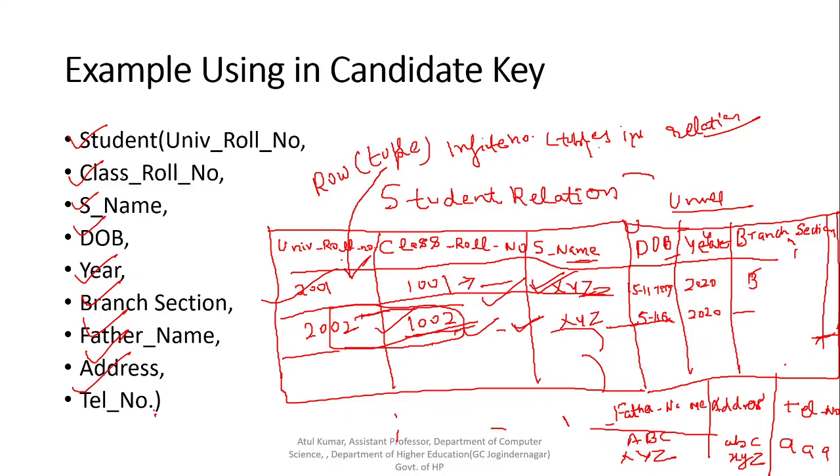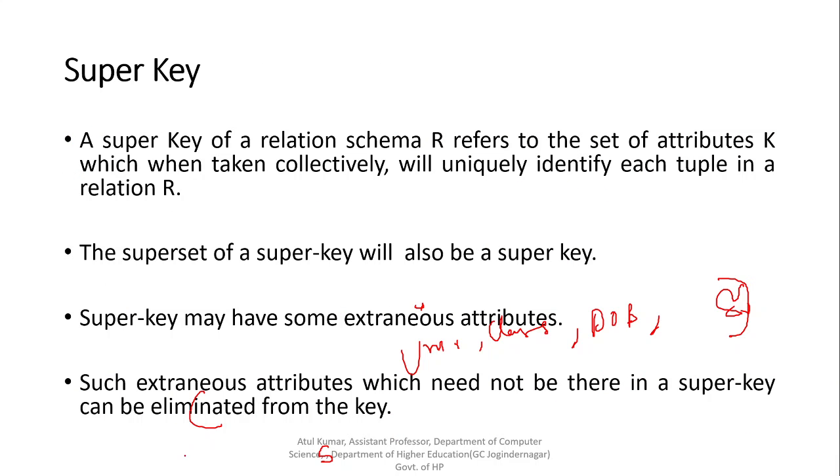So the superset for this example, how many attributes does it have? We have 9 attributes. So the superset has the 9 attributes, and when we combine these 9 attributes, these 9 attributes also form a super key of the relation.